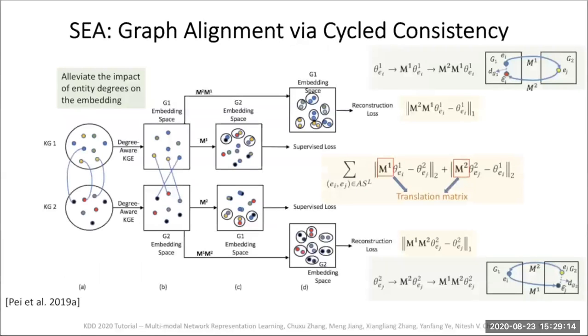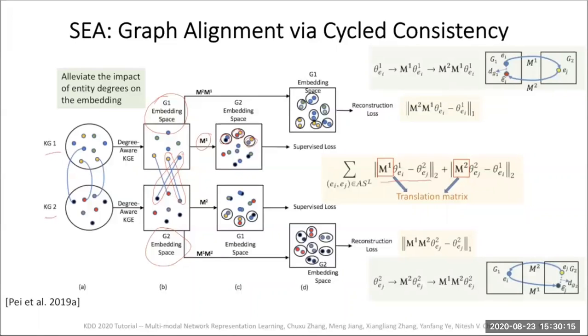The first approach, based on cycle consistency, is named SEA, semi-supervised entity alignment. Given two graphs, we can learn the embeddings for the entity words in these graphs. These two embedding spaces are different, but the aligned entities should have close embedding vectors if they are mapped to the same space. Therefore, we can use transition matrix M1 to map the entity embedding in graph 1 to the graph 2 embedding space. Then we can compare whether the mapped entity is close to the corresponding entity in graph 2. The supervised loss here is defined to measure the difference.